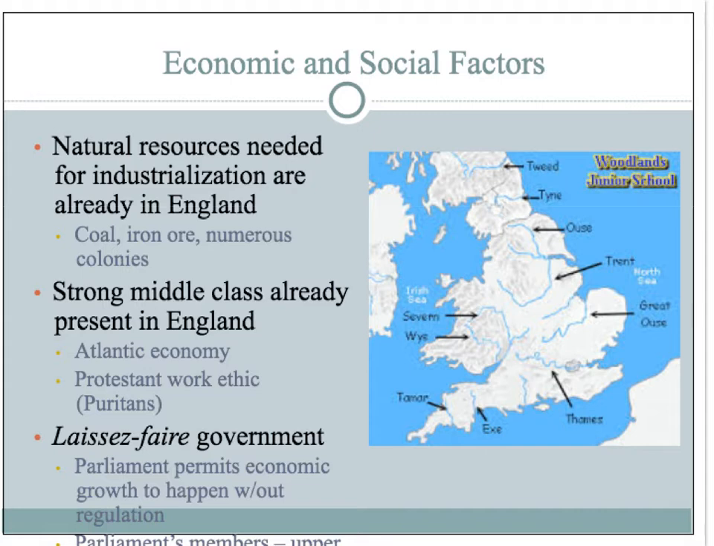And then finally, a laissez-faire government. Parliament is permitting economic growth to happen because a lot of Parliament's members are upper class, and their interests personally are with the growth of these businesses, of these factories. So if the factories do well, they do well. Why would they create laws that would hurt their own wallet? Sure, it's a little cynical, but that's kind of the way this thing gets going, is that the people in Parliament benefit from the growth of this industry. It's just the way it is.